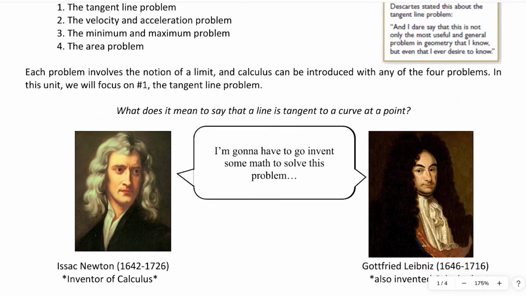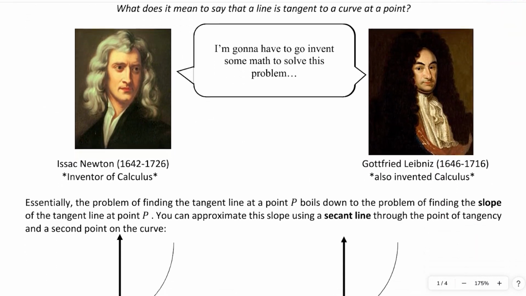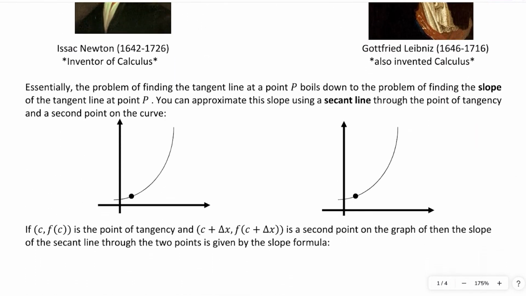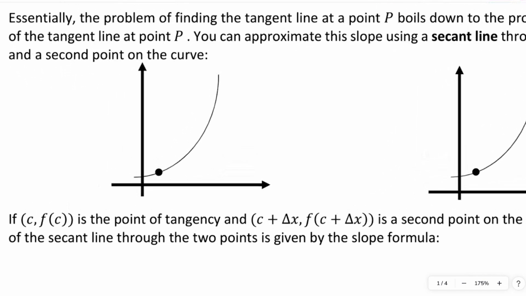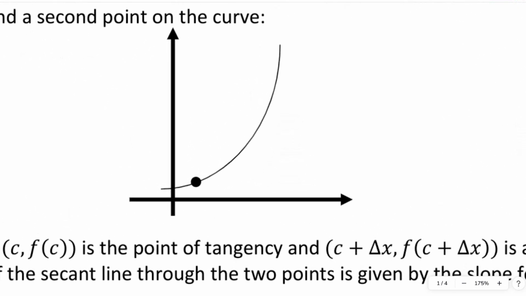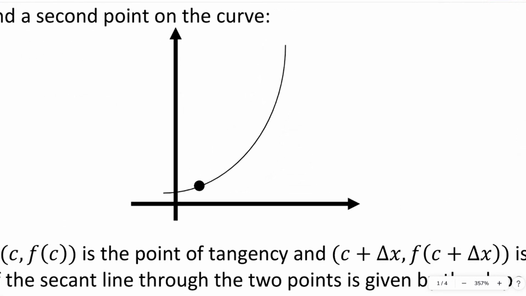So one of these big problems is the tangent line problem. What that problem basically is: if you've got a curve that's not linear, we know how to find the slope of a linear function pretty easily, but if it's not linear, how do we find the slope at any given point? So let's think about that. What we really want to do, if we have a curve like this, is ultimately find the slope at that point.